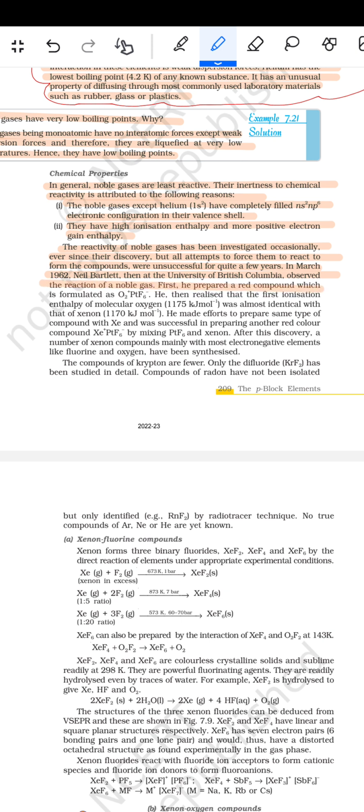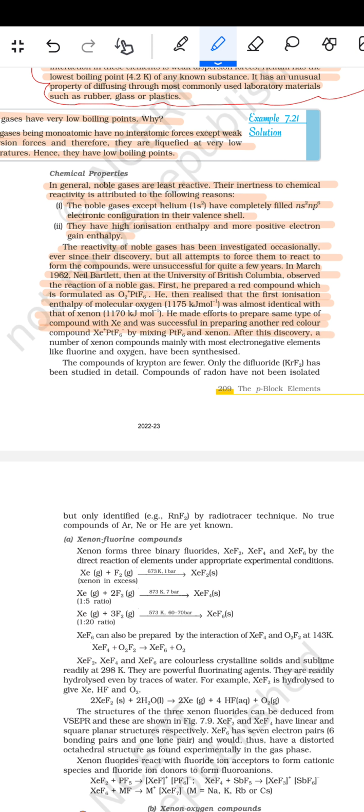First, he prepared a red compound which is formulated as O2+PtF6-. He then realized that the first ionization enthalpy of molecular oxygen, 1175 kJ per mole, was almost identical with that of xenon, 1170 kJ per mole. He made efforts to prepare some type of compound with xenon and was successful in preparing another red compound, XePtF6, by mixing PtF6 and xenon.